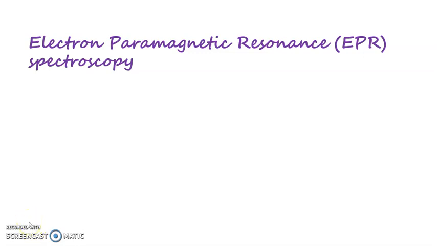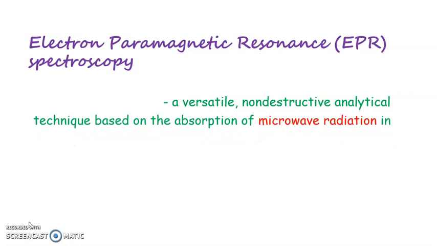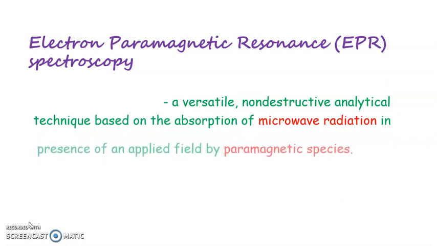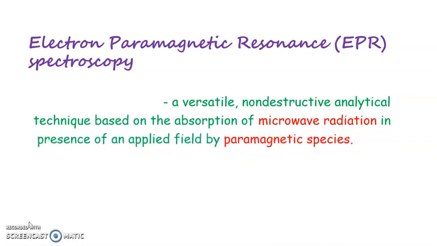This is a very relevant analytical technique based on absorption of microwave radiation in the presence of an applied magnetic field by paramagnetic species. Where would we see unpaired electrons? Here: hydrogen atom, oxygen, NO, Na2, etc.